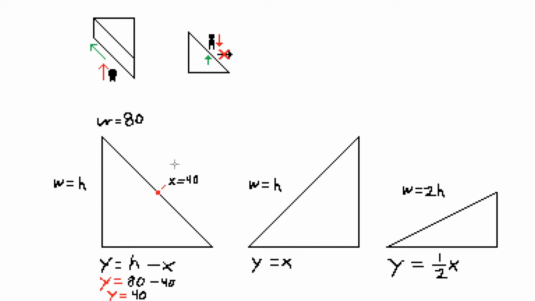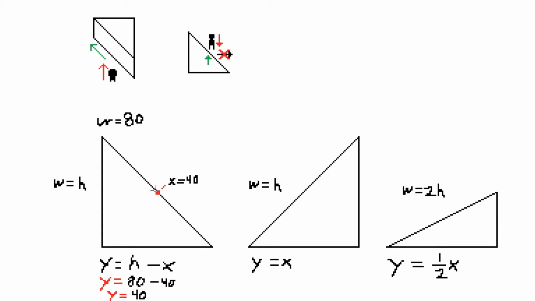You can calculate the edge of the ramp using the equation y equals h minus x, where y is the vertical position of the player relative to the ramp, x is the horizontal position of the player relative to the ramp, and h is the height of the ramp. This ramp has a square bounding box, so its width and height are equal. So if its width is 80, its height is also 80.